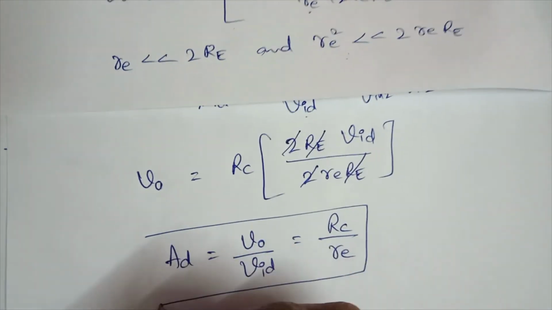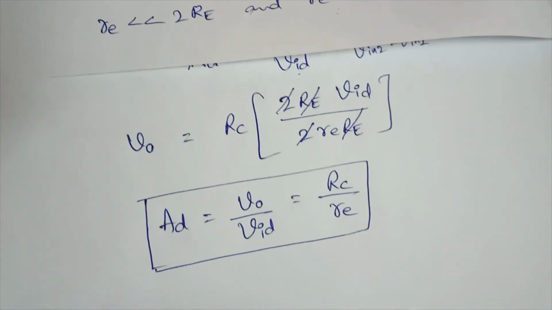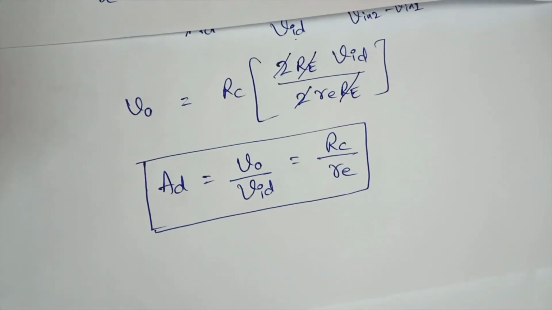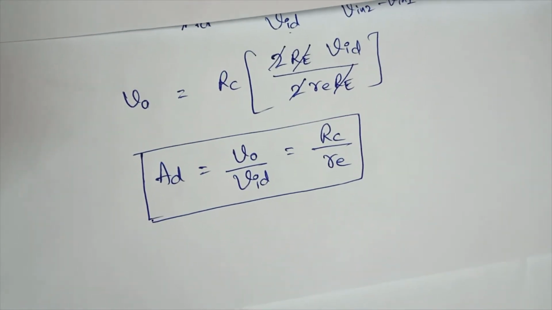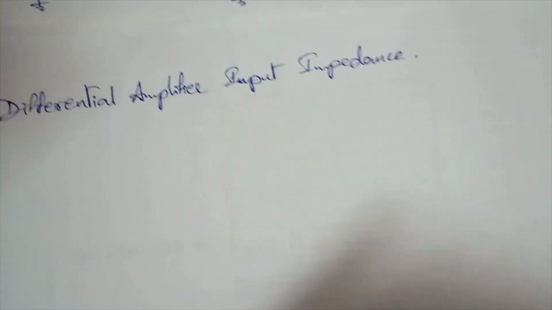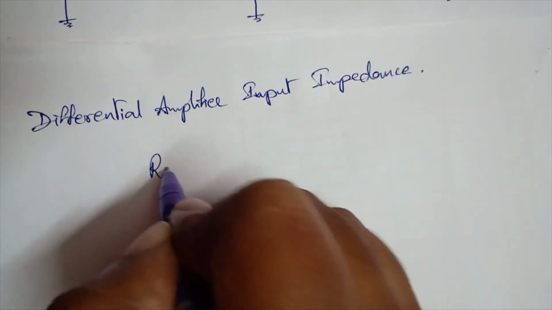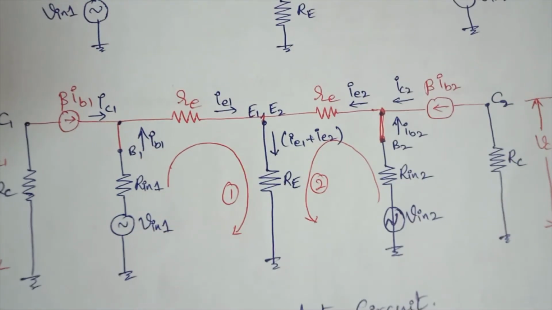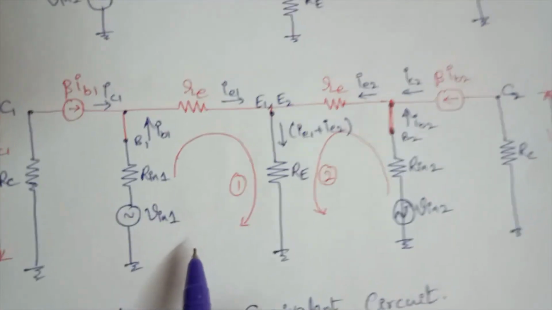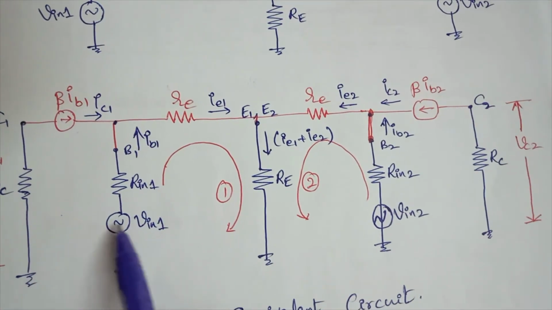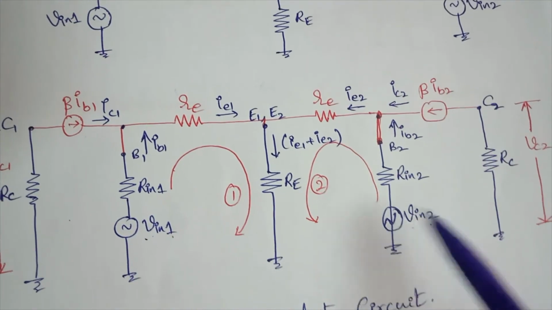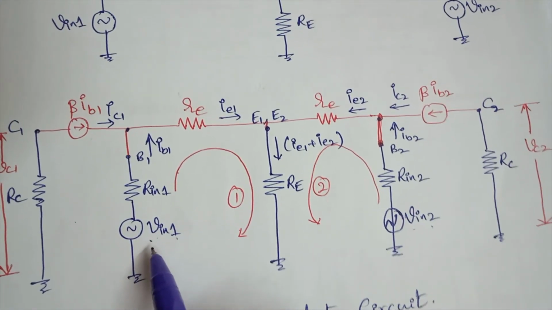So this is the differential voltage gain of the dual input balanced output differential amplifier. Now we need to find the differential amplifier input impedance, that is RI of the circuit. Once again go to the circuit. So here we have the circuit. We can find RI at the input V in 1, otherwise at input V in 2. So I find the RI at the input V in 1.